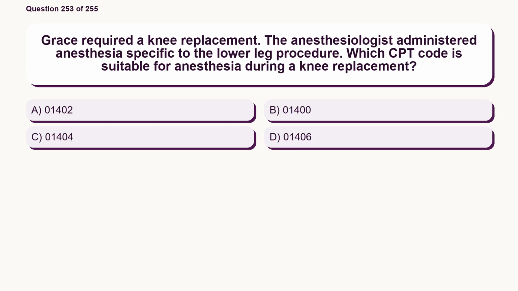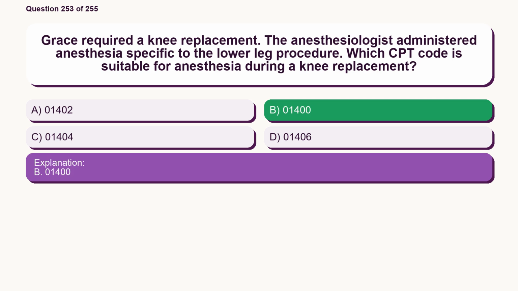Grace required a knee replacement. The anesthesiologist administered anesthesia specific to the lower leg procedure. Which CPT code is suitable for anesthesia during a knee replacement? Option A, 01402. Option B, 01400. Option C, 01404. Option D, 01406. The correct answer is option B, 01400.